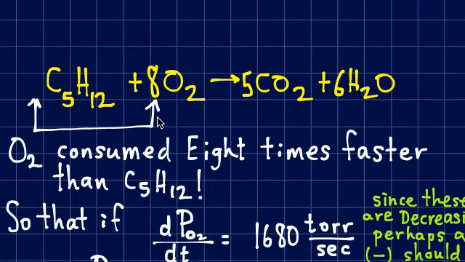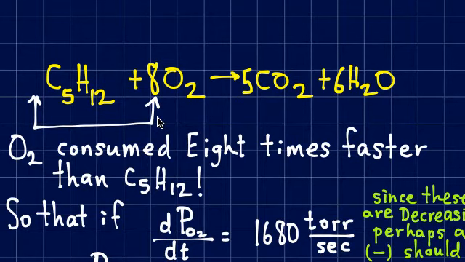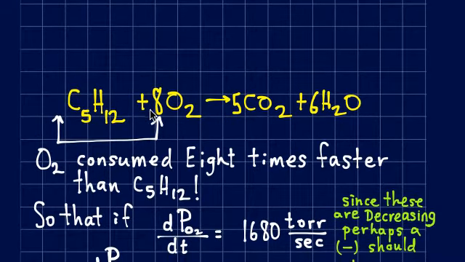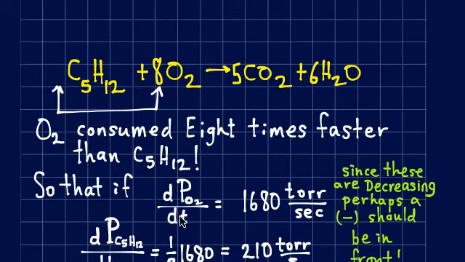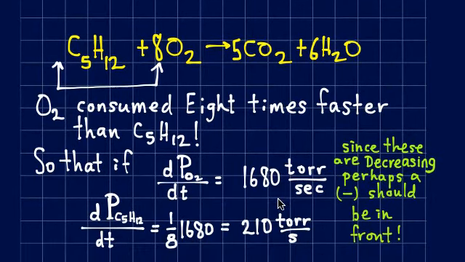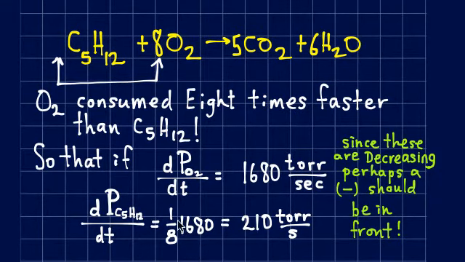And if that's true, I could write in the language of mathematics that the rate of change with respect to time of the pressure of O2 is 8 times larger than the rate of consumption of the pentane. Or in other words, this number times 8 should give me this number, or this number is 8 times larger than this number.